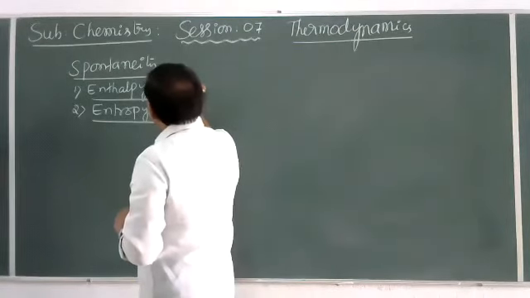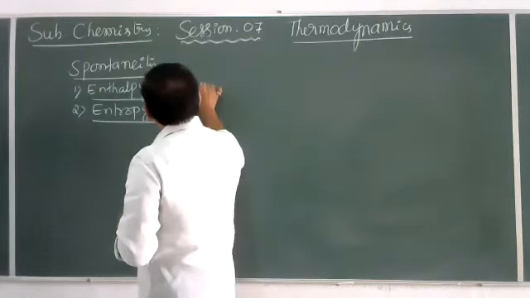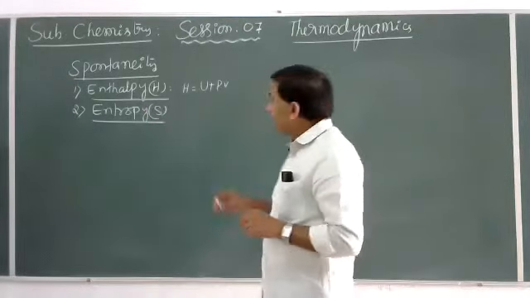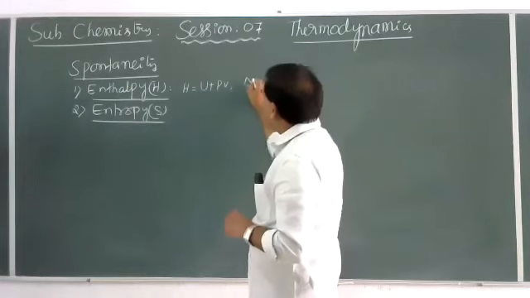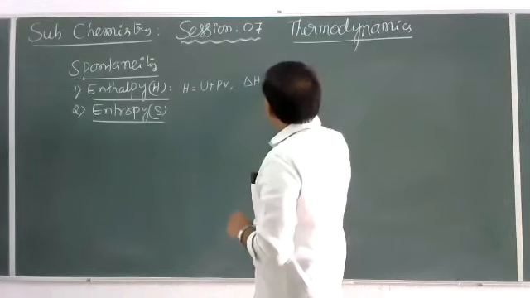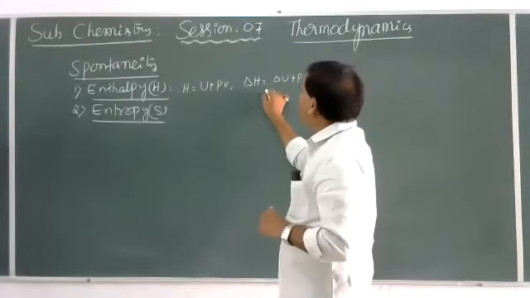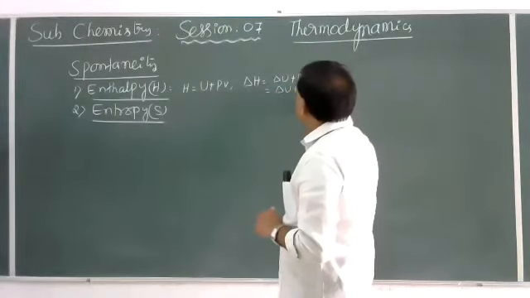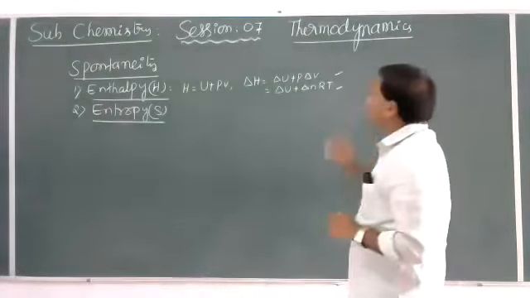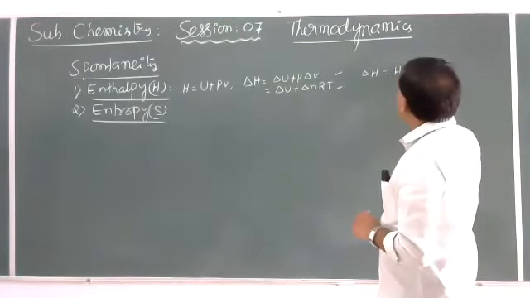Enthalpy is the total heat content of the system, that is H equals U plus PV. And here the change in enthalpy, delta H, is equal to delta U plus P delta V, or delta U plus delta n RT. By using this, delta H is equal to HP minus HR.